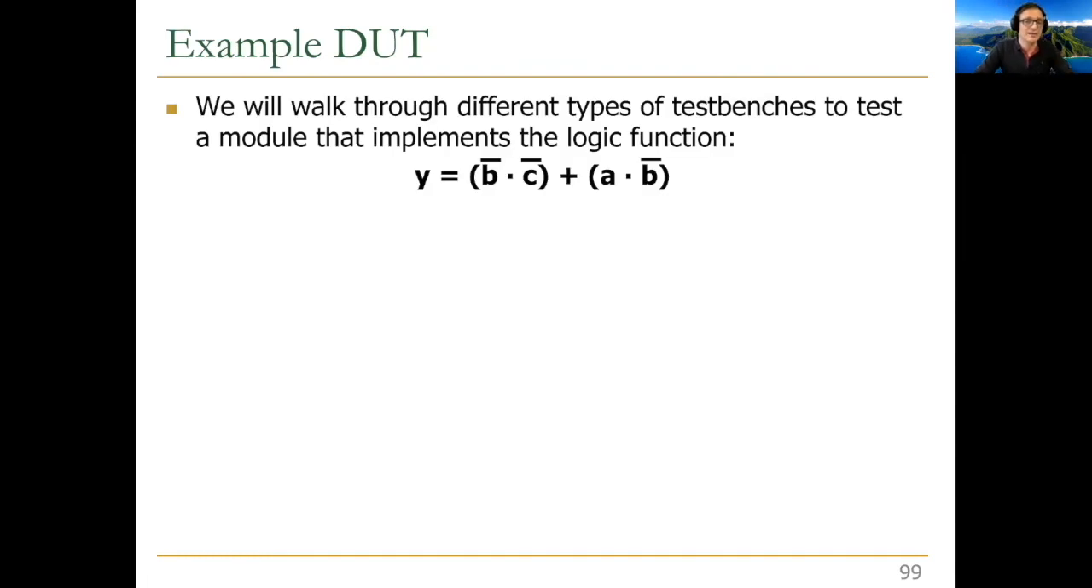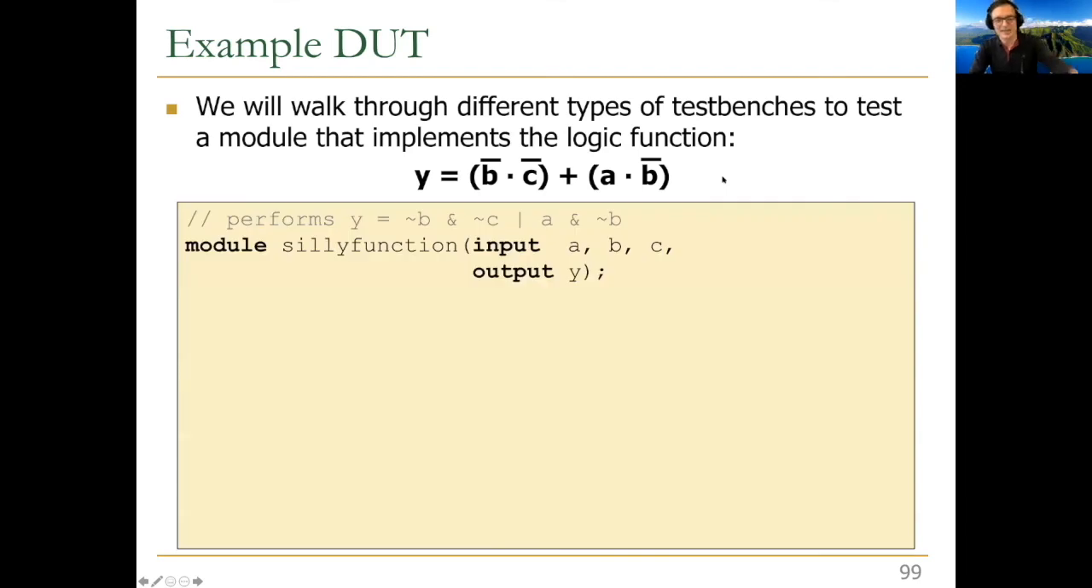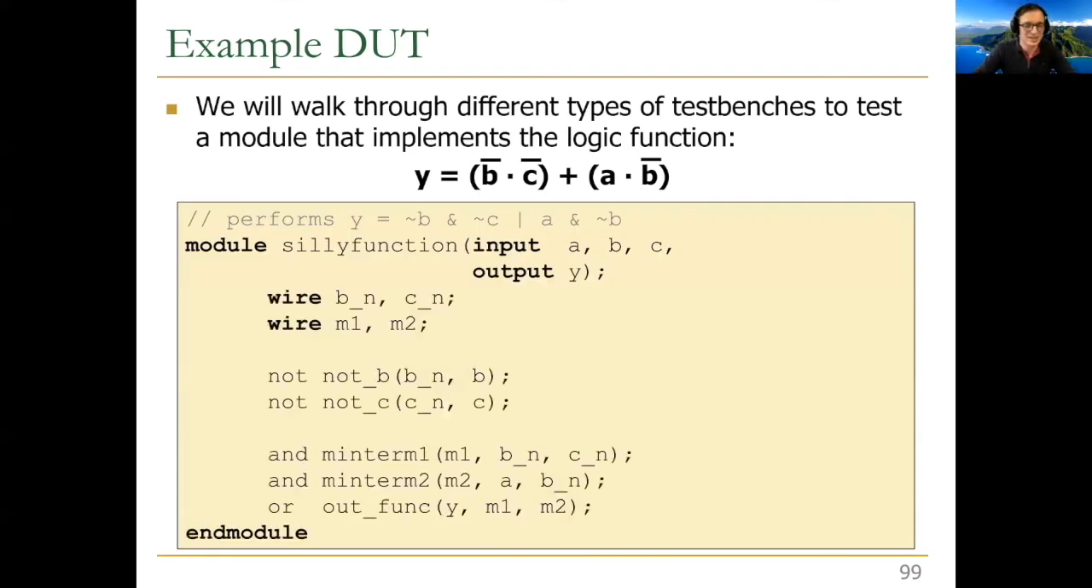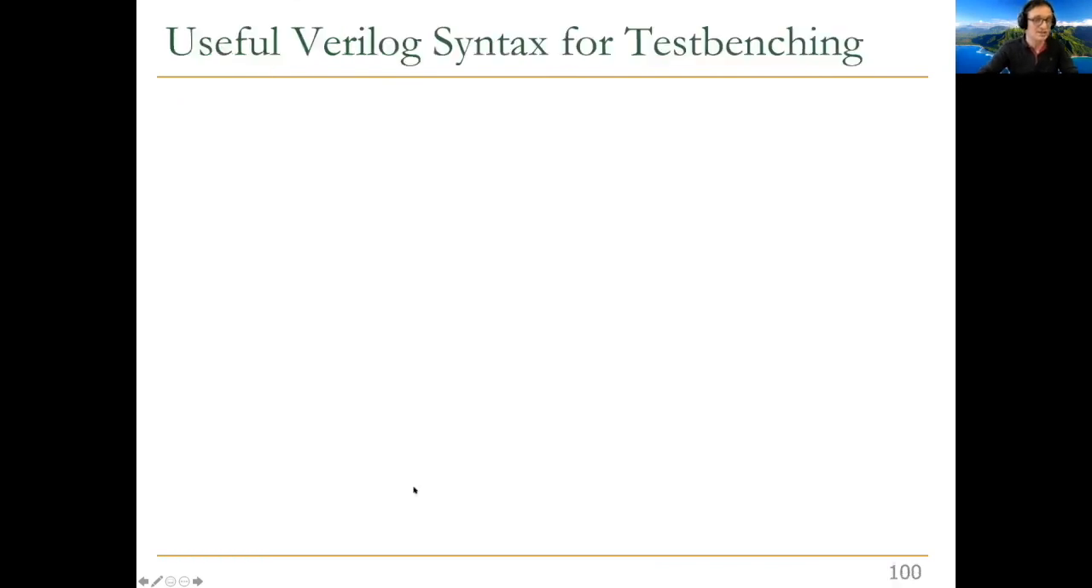So we will walk through different types of test benches you may design during your labs, for example, to test a module that implements a simple logic function. As you can see, it's very simple, right? And at the end, this is another silly function, another one of those silly functions. And this is its Verilog implementation. It's not the greatest implementation, as you can see, but it's the most explicit implementation over here. So we basically explicitly instantiate inverters as well as gates, the min-term gates that do the ANDs, and then we have the OR gate over here. So this is a very structural Verilog, as you can see.